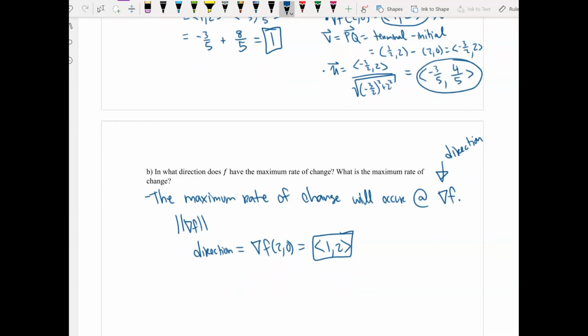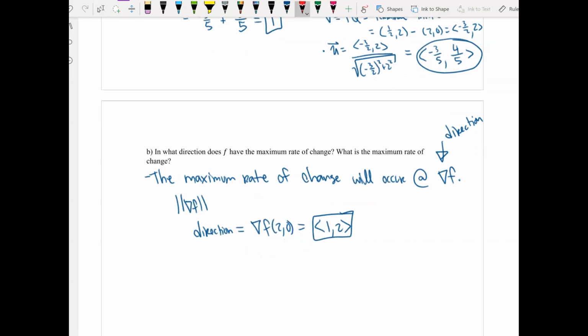So then what is the maximum rate of change? If we were looking for the maximum rate of change, that's just going to be the magnitude of that vector, and we know how to do that. That's just going to be the square root of 1 squared plus 2 squared, which equals the square root of 5. So this will be the maximum rate of change.